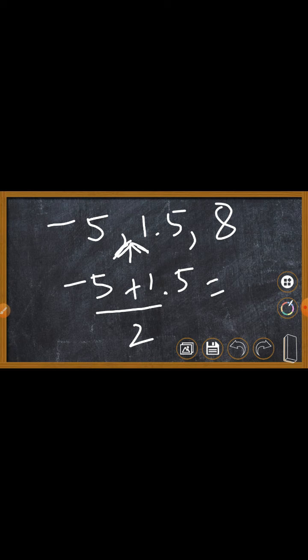What is minus 5 plus 1.5? So it is minus 3.5. Minus 3.5 by 2. What is minus 3.5 by 2? Minus 3.5 by 2 is, 2 sevens are 14, 1.75. Yes, so the answer is minus 1.75. Yes, now it looks somewhat like this: minus 5, minus 1.75, 1.5 and then 8.